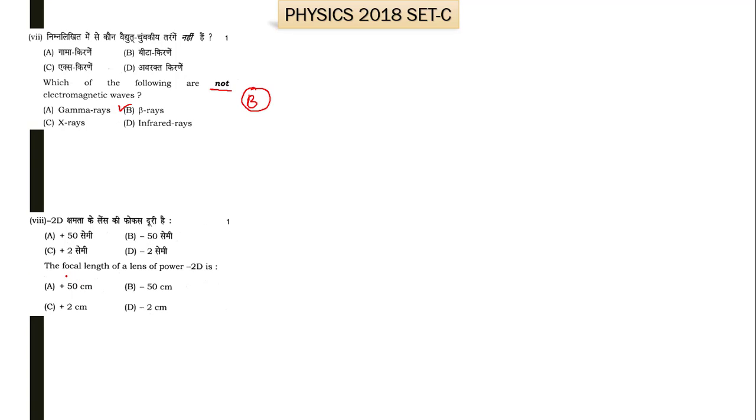Now moving towards the 8th part of question number 1. The 8th part says: the focal length of a lens of power minus 2D is. We know that the relation between focal length and power of a lens is inverse. So F is equal to 1 by P. Here it is given that the power of the lens is minus 2 diopter. So I am writing here minus 2. It becomes 50 centimeter with negative sign. So B is the right option for question number 1 part 8.